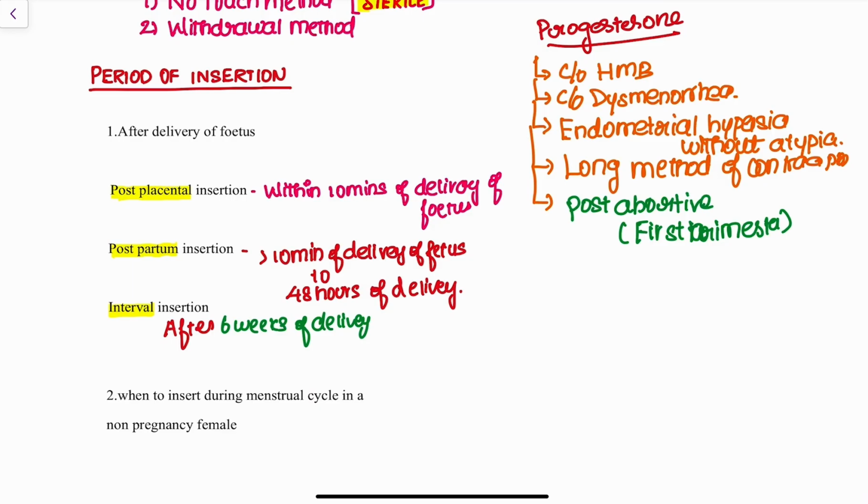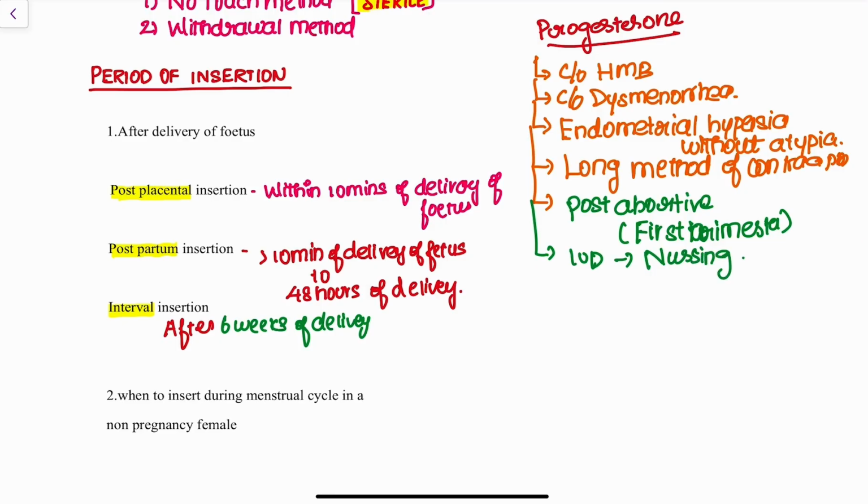Why? Because in the first trimester you cannot expect the uterus to enlarge much. The hypertrophy of the uterus is very little in the first trimester when compared to the other trimesters. So the uterus is going to be in its normal physiological size and shape. So after first trimester abortions, this intrauterine device can be inserted inside the uterine cavity.